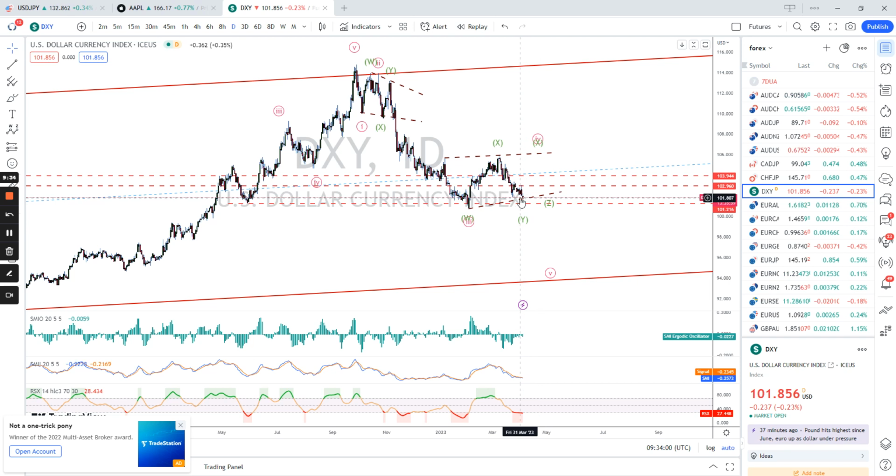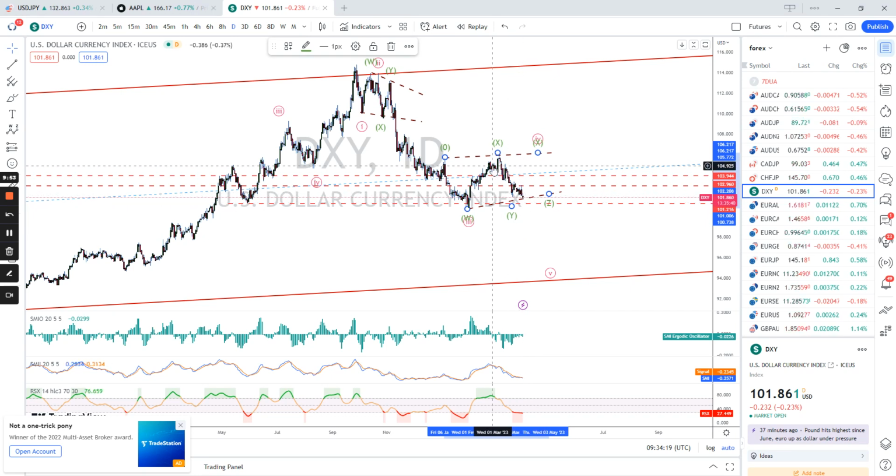102 and the breakout. In the case this doesn't prove to be a strong resistance, this zone between 101 and 101.5, then we will have an immediate breakout and the drop to the downside, fifth target, which is between 95 and 96.